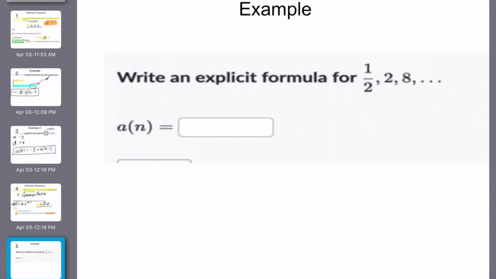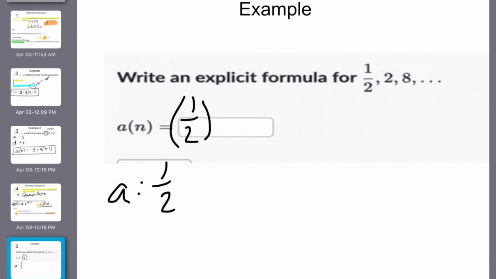Write an explicit formula for 1/2, 2, 8. Well, in this case, I already know what my first term is. My first term, or a, is 1/2. So I know I'm going to need that in my formula somewhere. I need to figure out what my common ratio is.